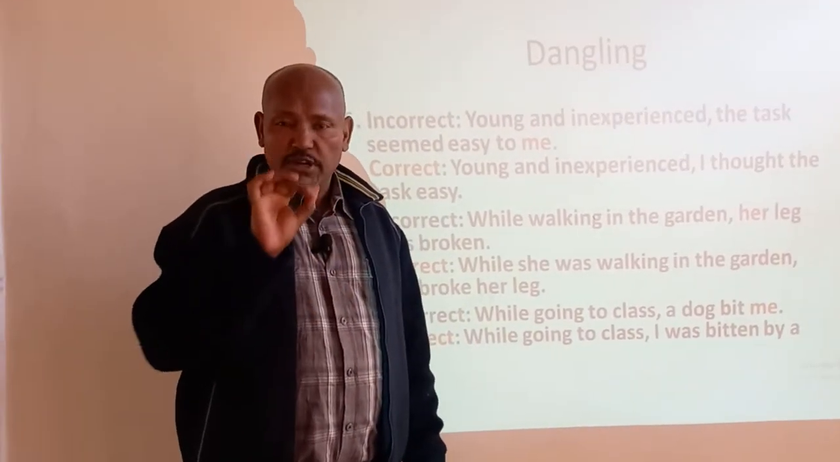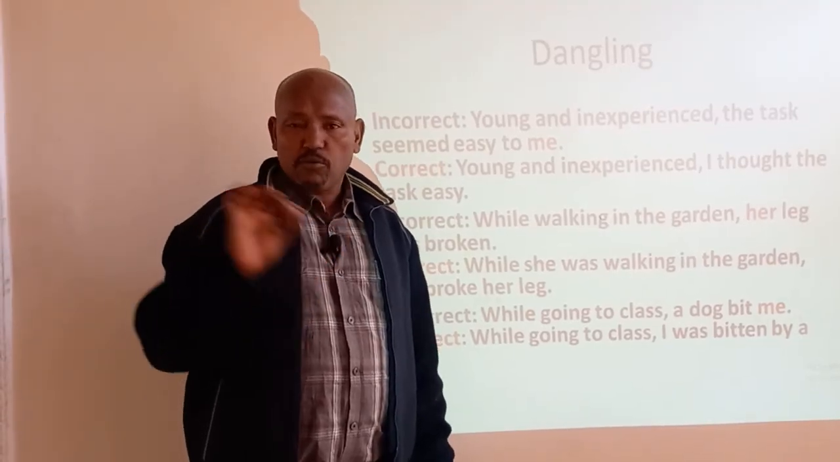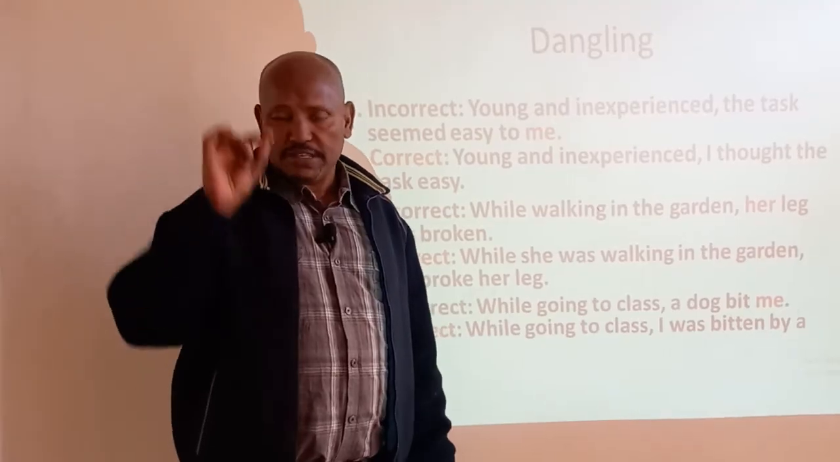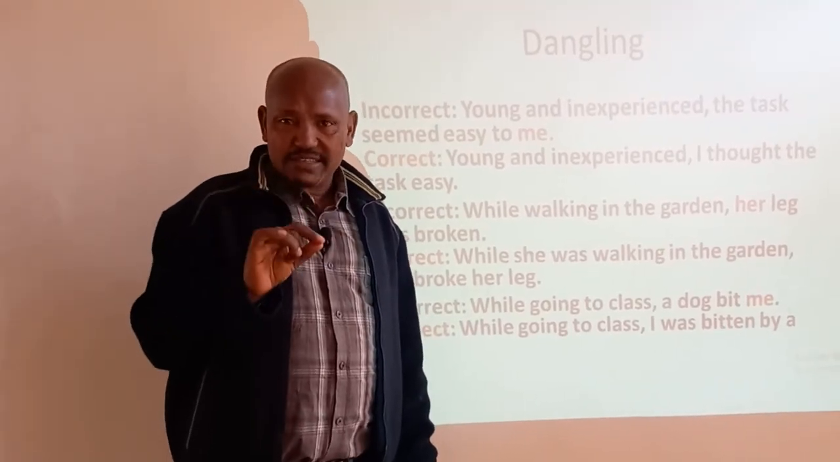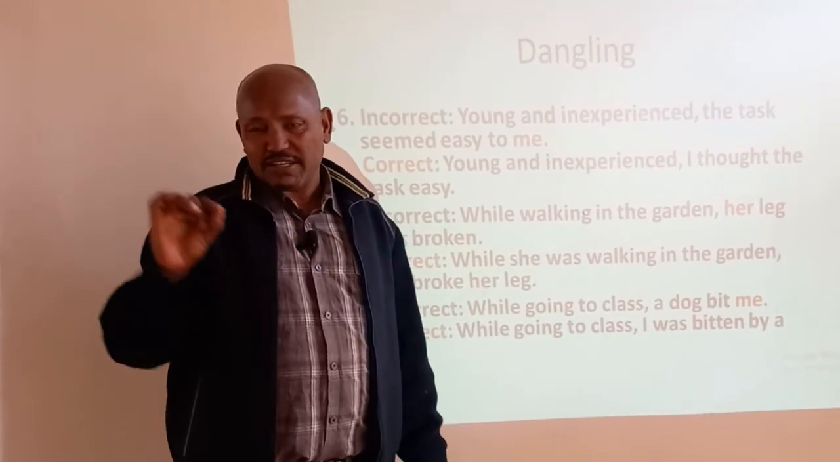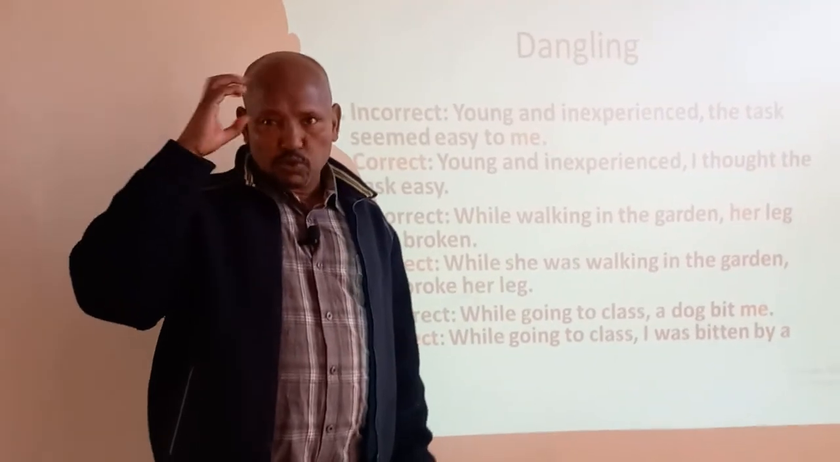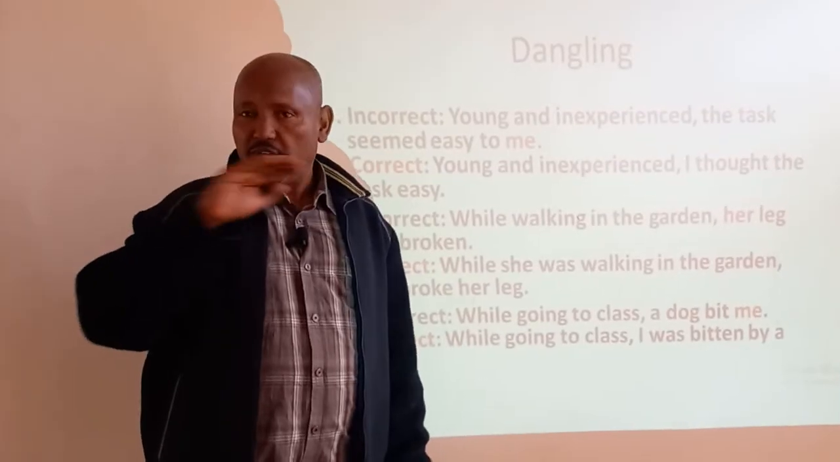It is different from a run-on sentence. It is different from a comma splice. It is different from a fragment. It is different from a misplaced sentence. What makes dangling special is that we think about two clauses. If the subjects of the two clauses are similar, there is no dangling modifier.